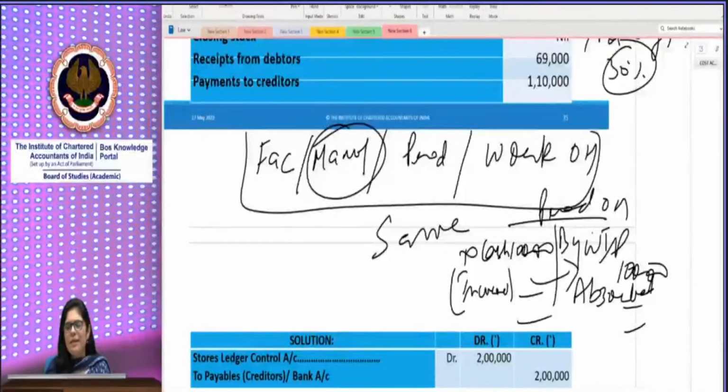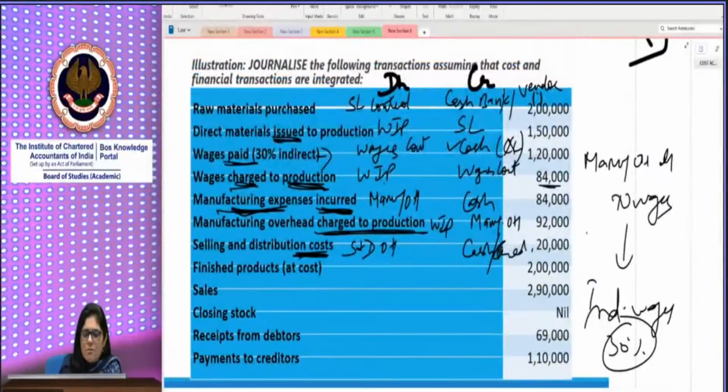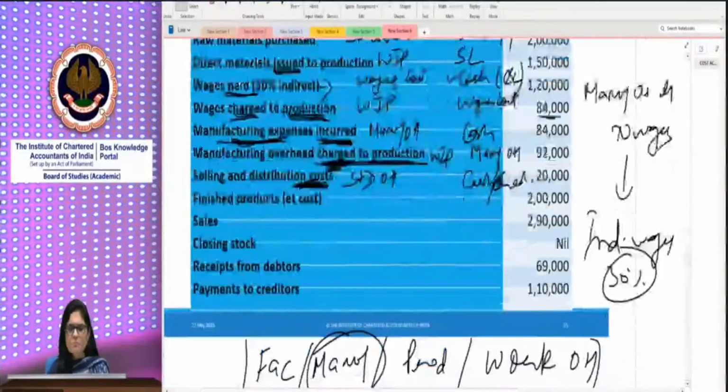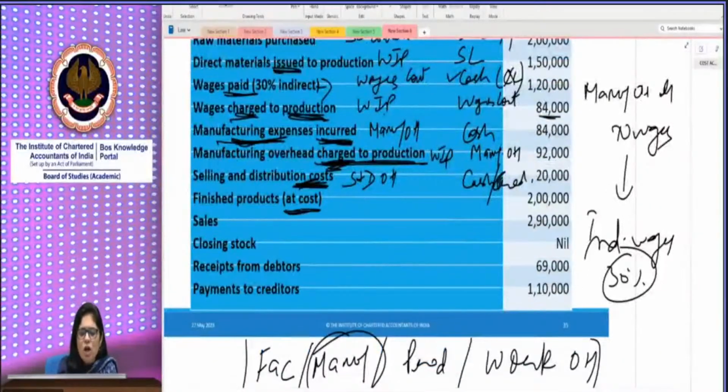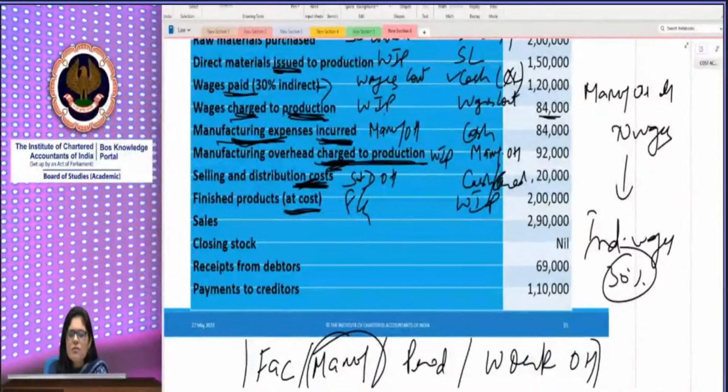Whether it's mentioned in the question or not, if it is mentioned, do it accordingly. Like it is mentioned how much manufacturing is absorbed, but for selling, it's not mentioned. Absorb it again. You have to absorb the full amount. How much it is incurred, you absorb the full amount. Finished goods at cost. Again, finished goods control account to WIP. Finished products at cost means finished goods control account debit to WIP.